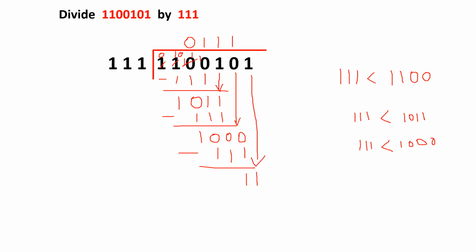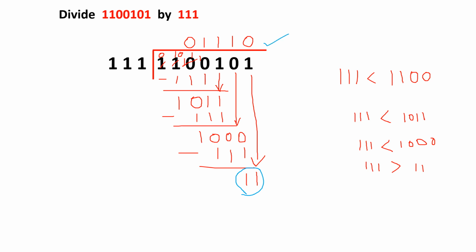Now compare 111 with 11. So you are comparing the divisor with this number. So the divisor is greater than this. So 111 is greater than 11. So you put a 0 here. So now this is the remainder and this is the quotient.